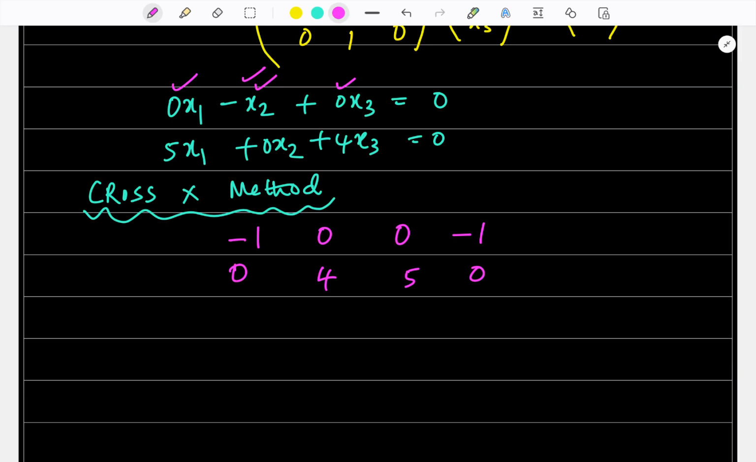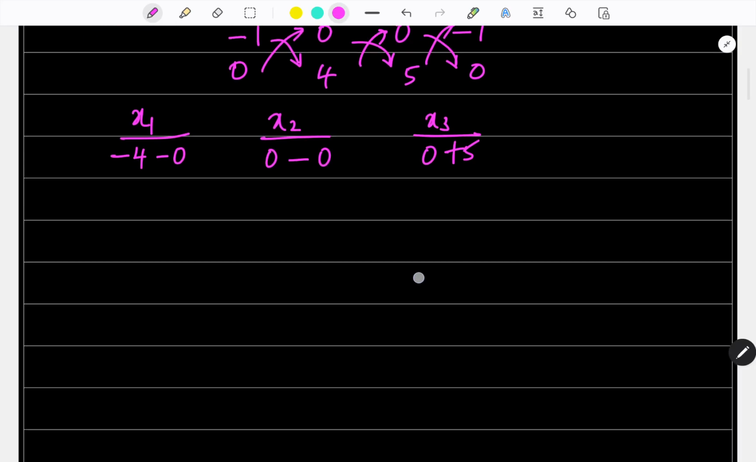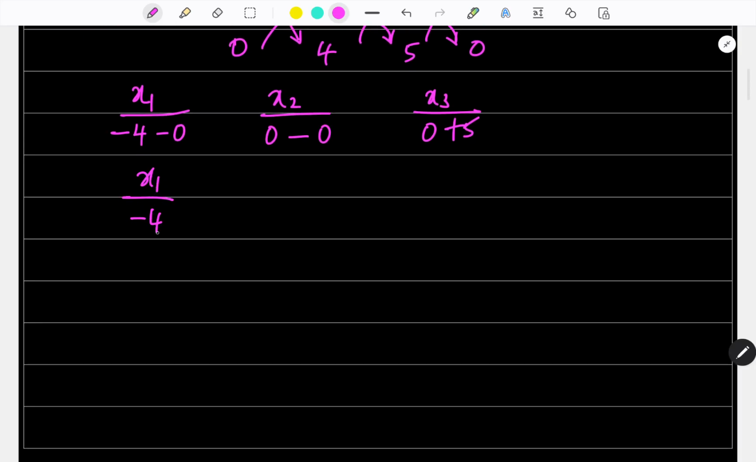So in this cross multiplication method, we have taken the numbers, right? Now we will start x1 divided by, x2 divided by and x3 divided by, okay? So we are going to multiply this one and this one. So it's going to be minus 4 minus 0. Actually, it is minus 0, right? 0 times 5 is 0 and 4 times 0 is going to become what? 0. Yes. The next one is 0 times 0, and it is going to be plus 5. So it will be x1 divided by minus 4, which is equal to x2 divided by 0 and x3 divided by 5.